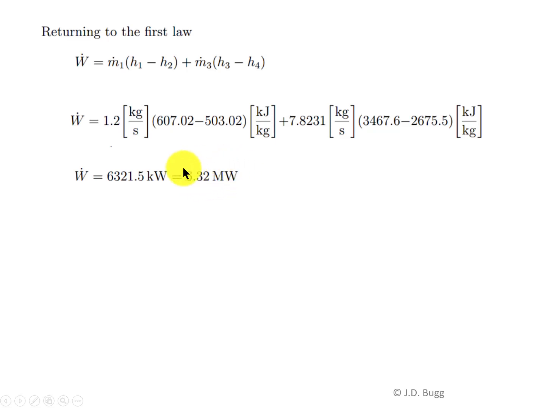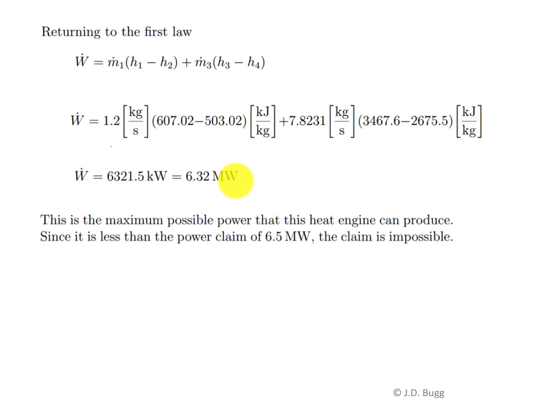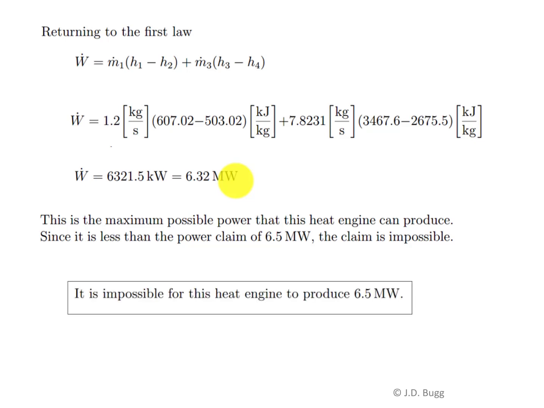Now remember, in order to get this number, we set the irreversibilities to 0 in the entropy balance. In other words, we said we're going to look at a perfect machine. So this is the maximum possible power that this machine can produce. Well, the claim of power was 6.5 megawatts. So that means that's impossible. The maximum is 6.3. There's no way this machine can produce 6.5. So our conclusion would be it is impossible for this heat engine to produce 6.5 megawatts.